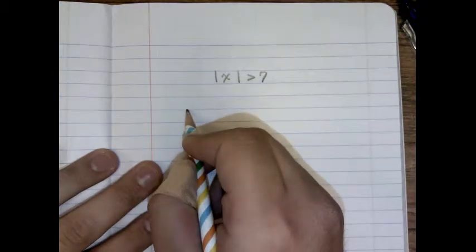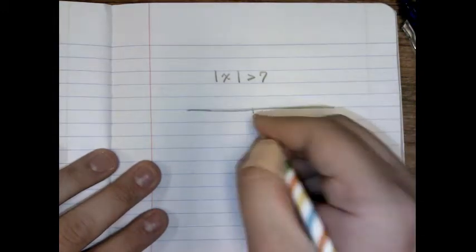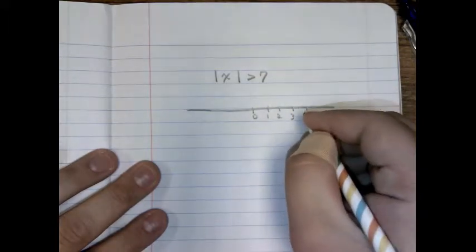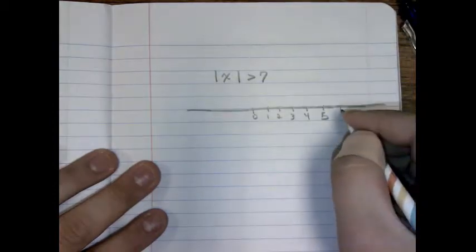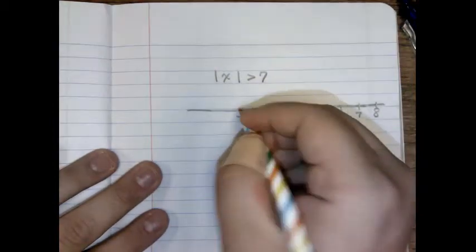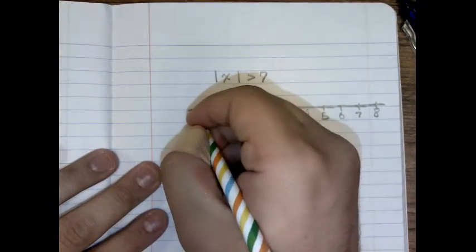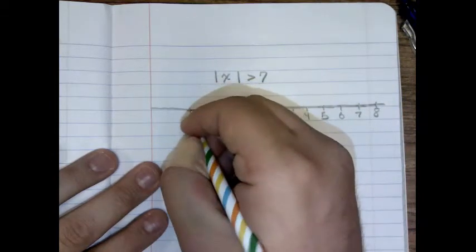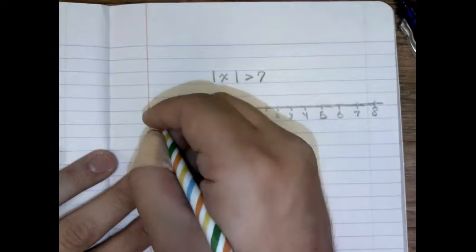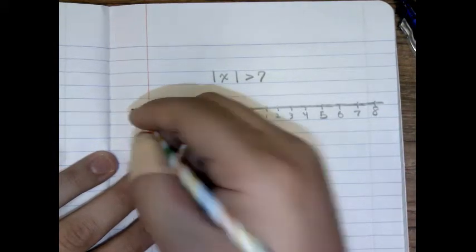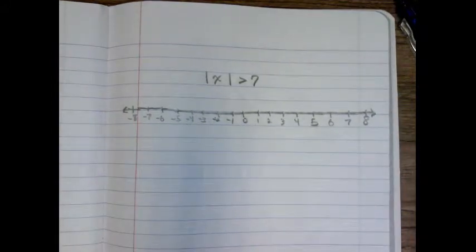Well, what are the numbers? If we look at the number line here, 0, 1, 2, 3, 4, 5, 6, 7, 8. And you can pause if you want to write this number line yourself. Okay. So the absolute value of some number is greater than 7. So remember, when we talk about inequalities, we have a range of solutions. We're talking about now trying to find the values where the distance from 0, because that's the definition of absolute value, is greater than 7.